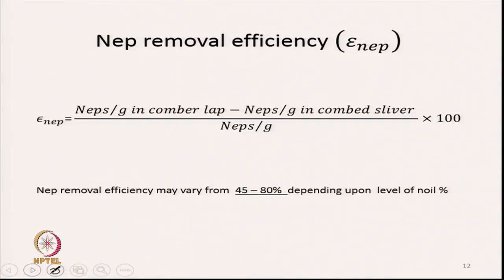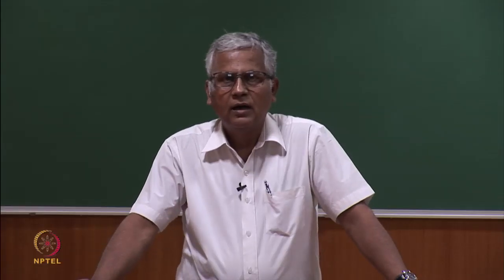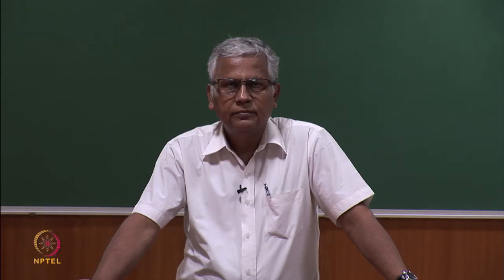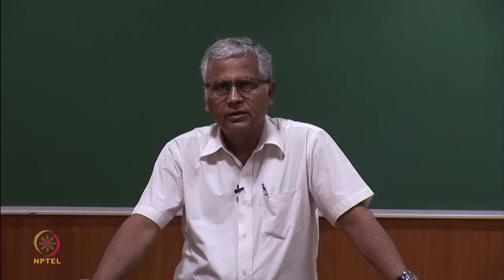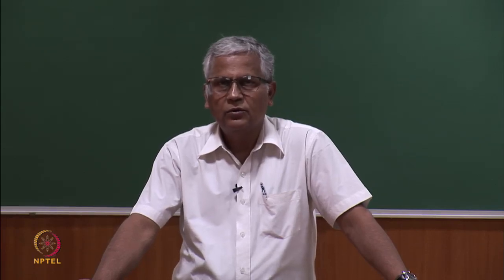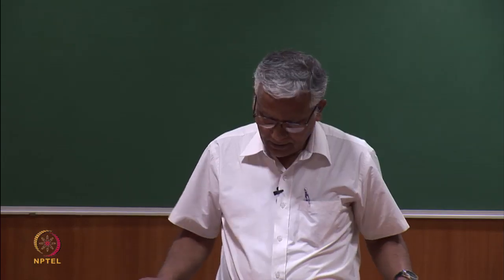So, if we want to find out nap removal efficiency, that is how much naps per gram in comber lap minus the naps per gram in comb sliver, divided by naps per gram in comber lap. That means the numerator will give how much naps have been removed, and the denominator gives how much nap was there in the comber lap originally. So, ratio of these two multiplied by 100 will give you nap removal efficiency.